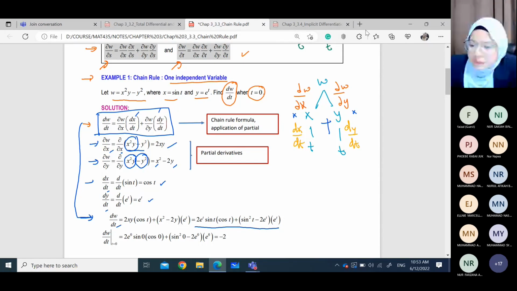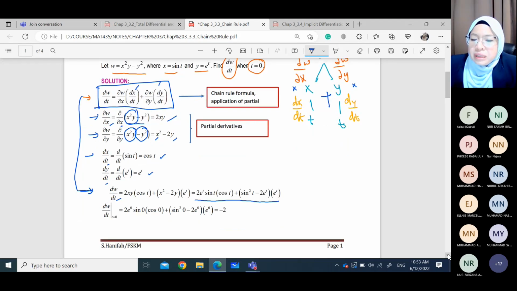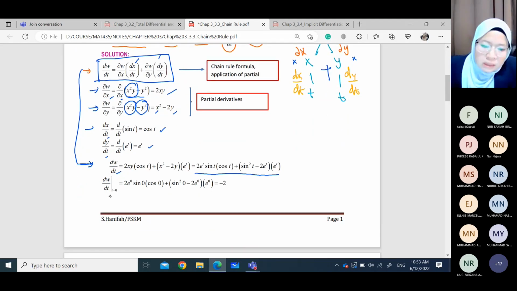Okay. Alright, so now we want to find the derivative with respect to t on w when t equal to 0. So such that t equal to 0. So we substitute all t into 0. At the end of the day, we have this answer, which is negative 2. So therefore, we can say that the change of w with respect to t is negative 2.